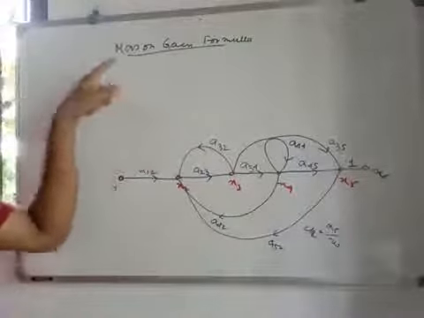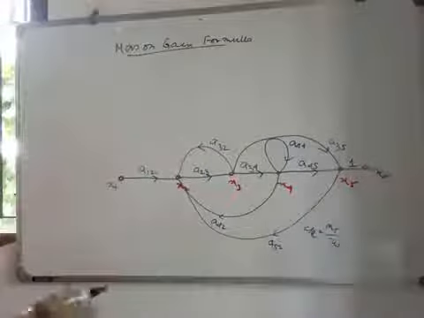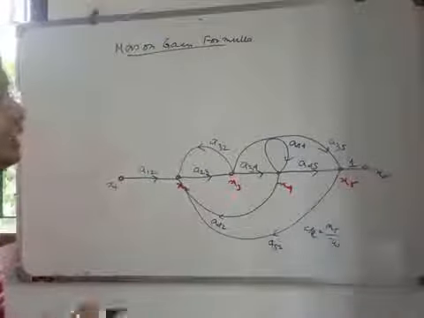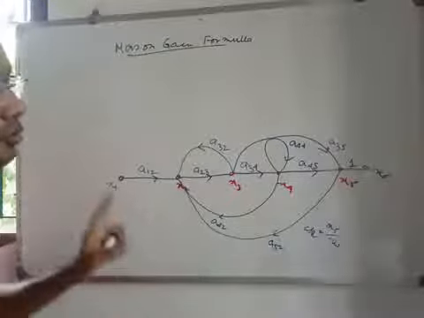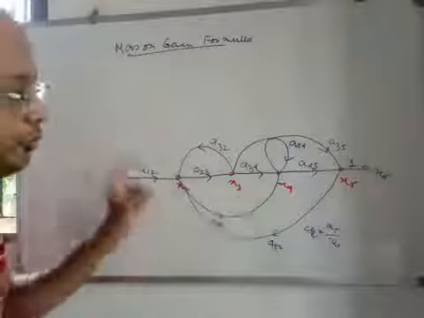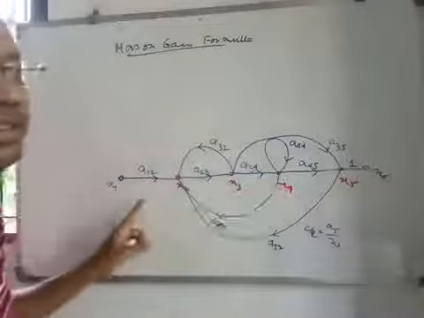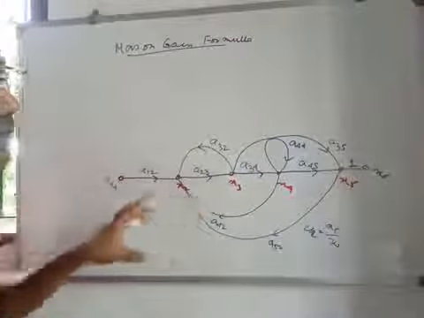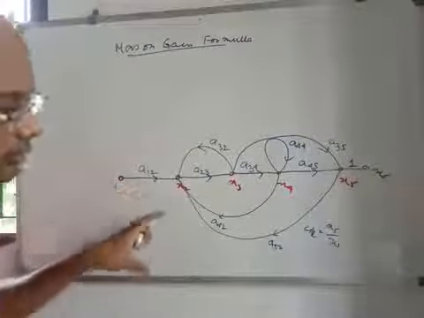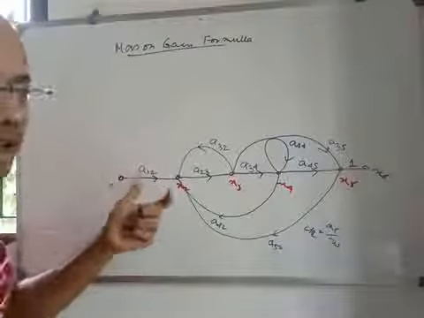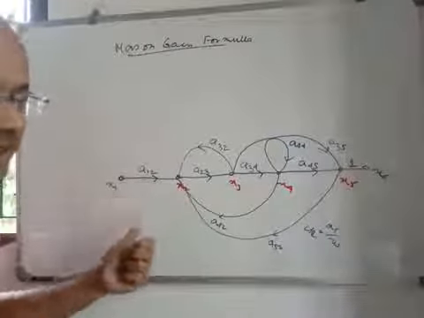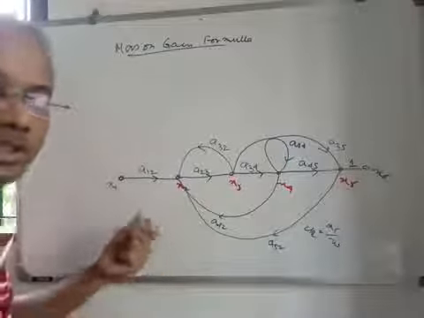So here we will discuss the Mason's gain formula. Mason's gain formula is usually used to find the gain of any system whose signal flow graph is given to you like this. So this is a kind of signal flow graph given to you. From there you have to find the gain of the system, that means output by input, which is nothing but the transfer function.